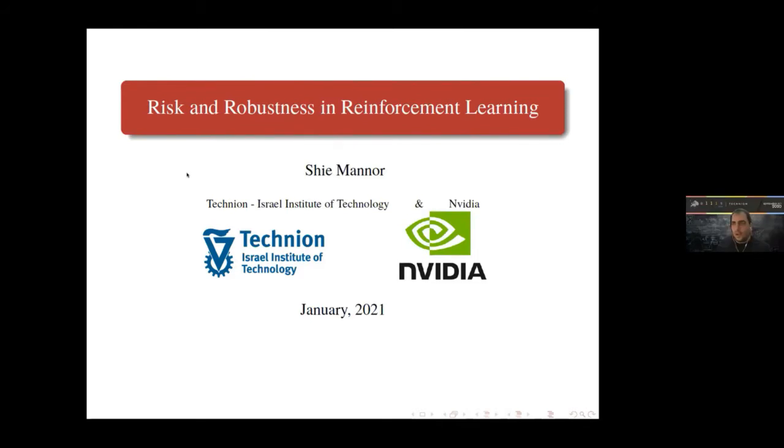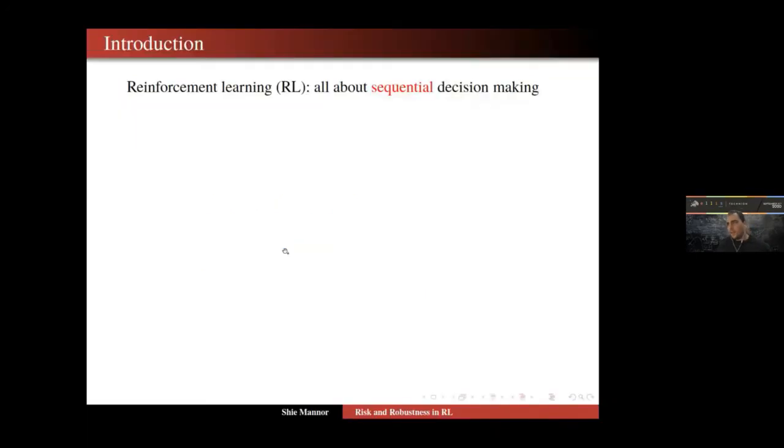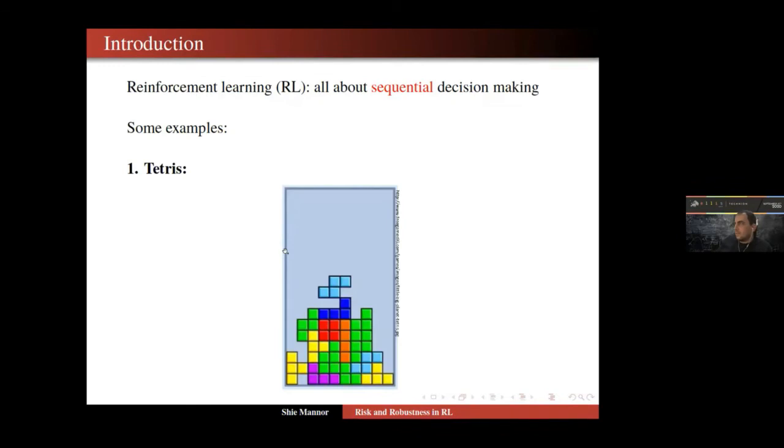I'm going to talk about risk and robustness in RL. This is work with many people, so I will not mention them during the talk. And really, I know this is an applied probability audience, so I'll tell you a little bit about RL. So RL really is about sequential decision making.